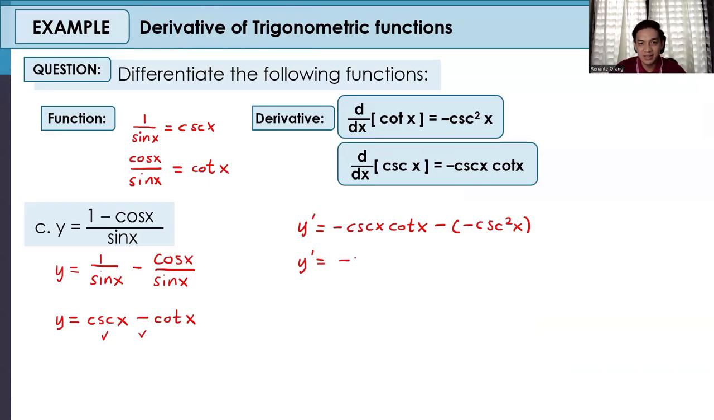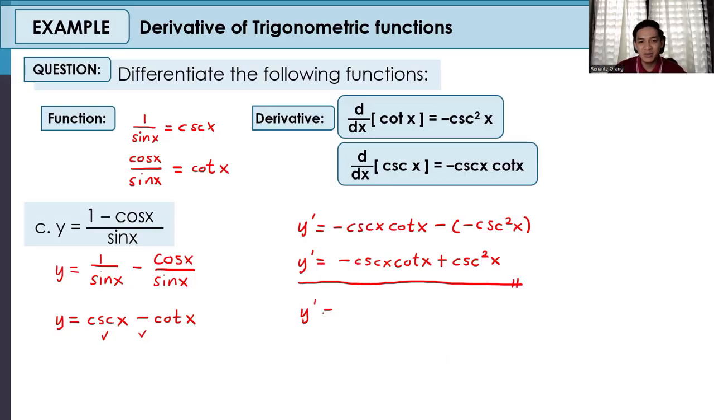So, ilagay natin negative cosecant x cotangent of x. Negative multiplied by negative is positive cosecant squared x. So, hindi na siya masisimplify. This will be our final answer.